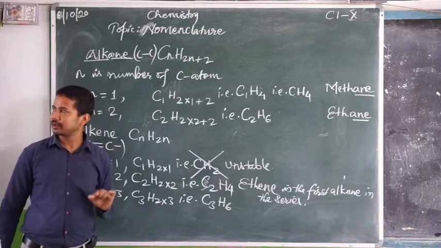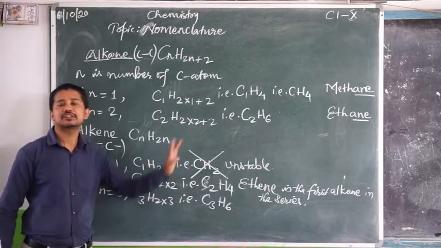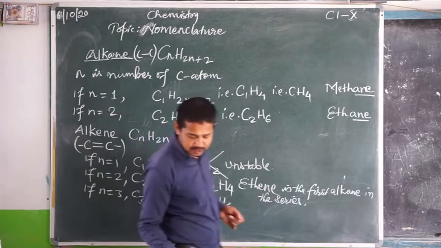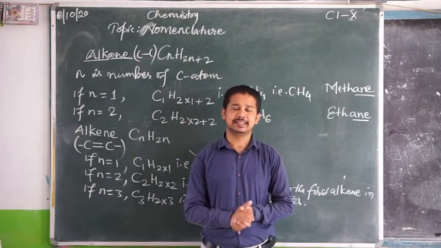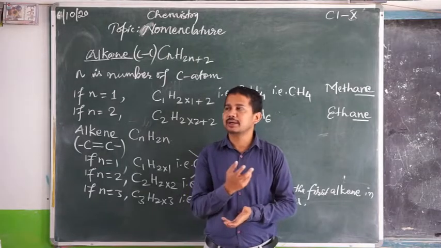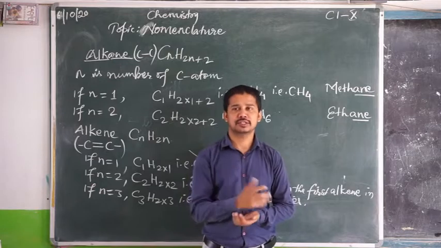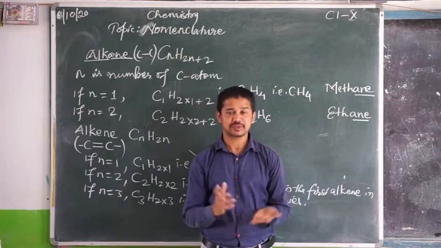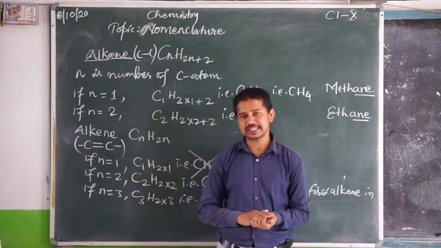So what will be the number of hydrogen atoms in an alkene? It is just double the carbon atoms. For example, if there is an alkene whose carbon number is 14, then what will be the number of hydrogen atoms in this compound? It is very simple. What do you do? 14 into 2, that is 28.